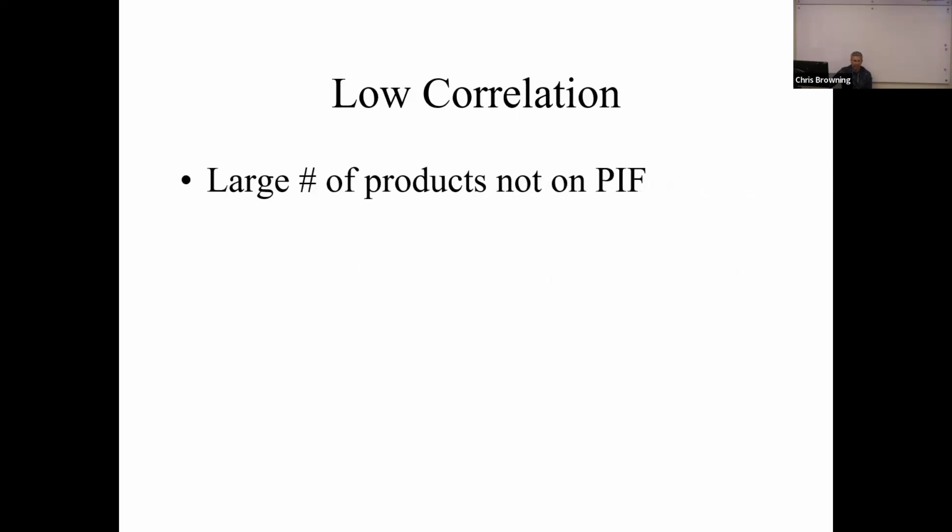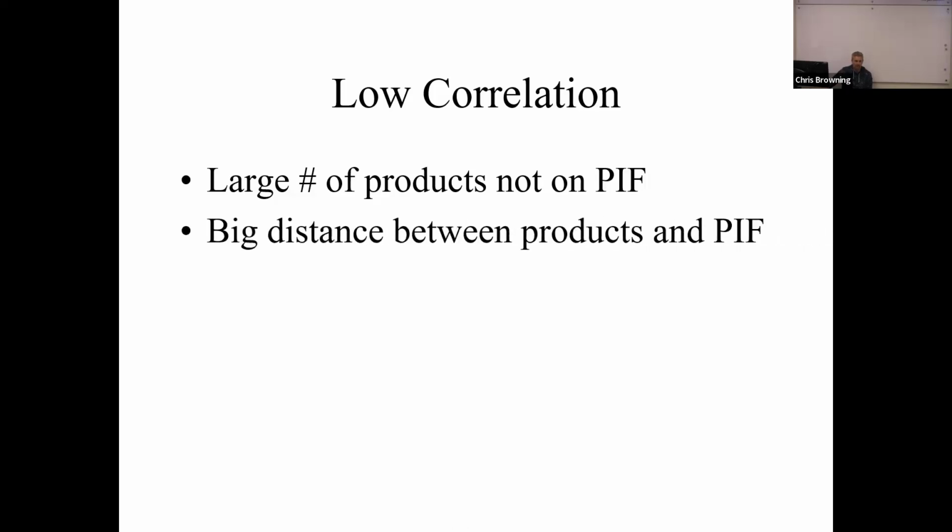So when we have low correlation, we have a large number of products that don't meet the perfect information frontier criteria, right? They offer too low quality for a price or too high price for the quality. And the distance between products that do meet the PIF criteria is greater, right? What we would see on a really efficient market where all products and services meet the criteria for the perfect information frontier is this really linear thing, right?